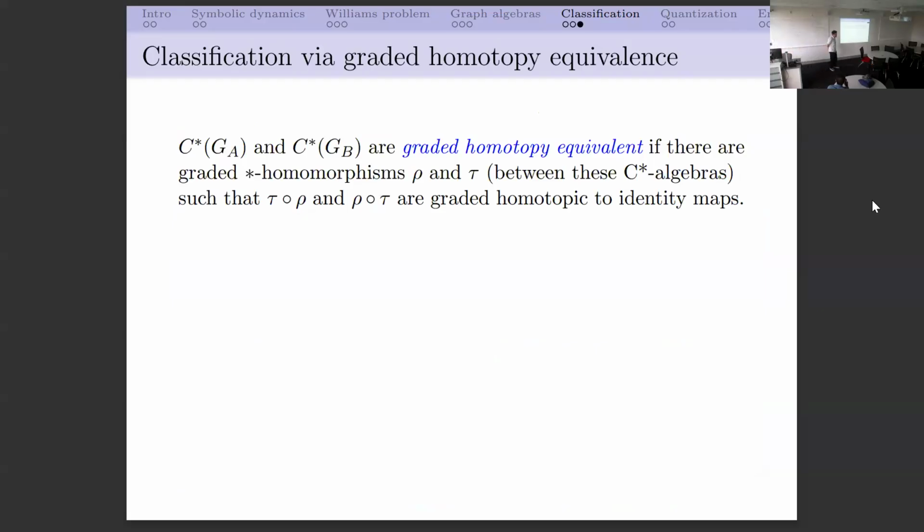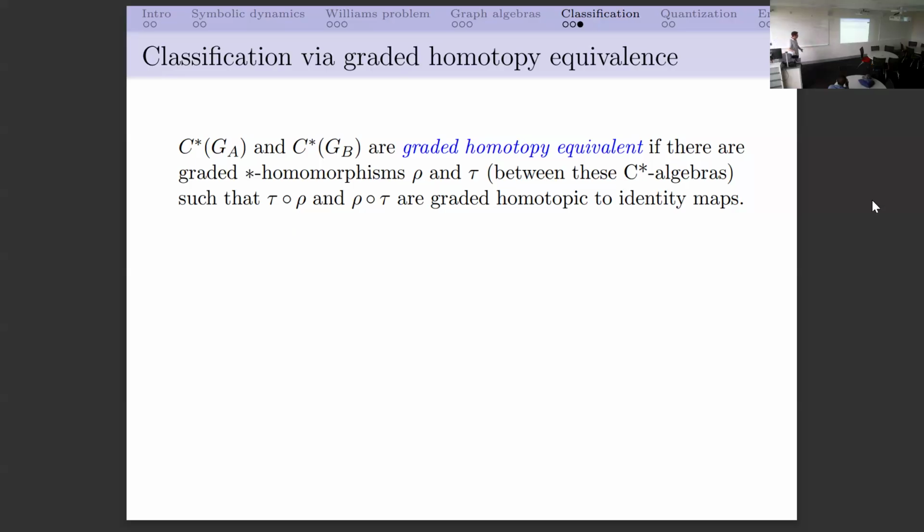So, classification via graded homotopy equivalence. We can't quite solve the analytic version of Arzat's conjecture, but we can solve it up to homotopy. So what do I mean by that? The graph C-star algebras have a topology on them, which makes it transparent what it means to be connected via a path. I can talk about path connectedness, because the C-star algebras are now topological spaces.